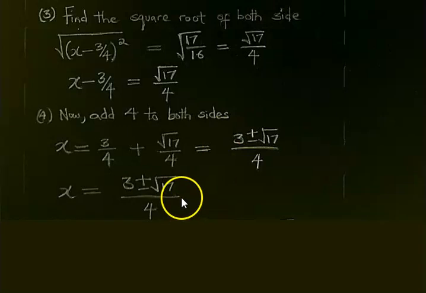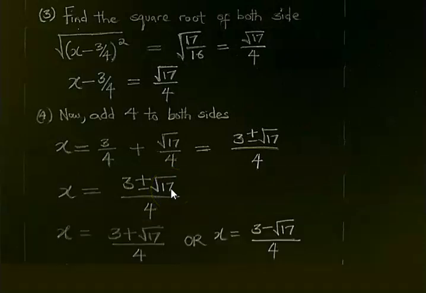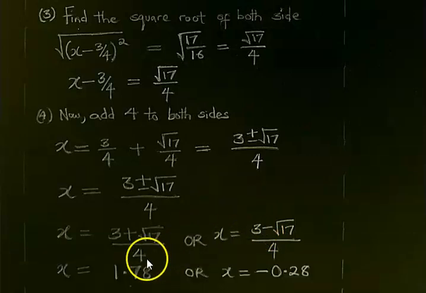Alright, so moving on, if we simplify that, we get x equals 3 plus or minus square root 17 over 4, and that will lead us to two answers for x. So x is either 3 plus square root 17 over 4, or x can also be 3 minus square root 17 over 4. If you break that down with your calculator, we are going to have x to be 1.78, or x equals negative 0.28. Alright.